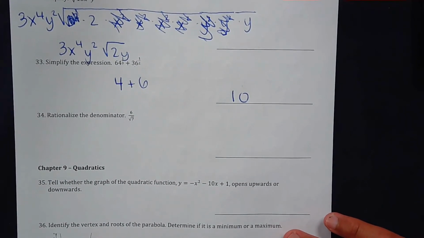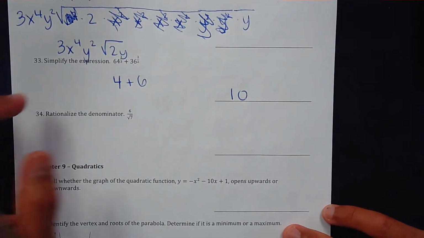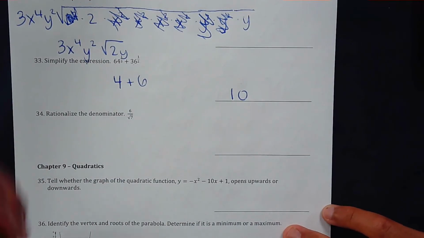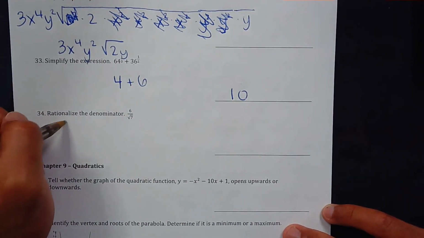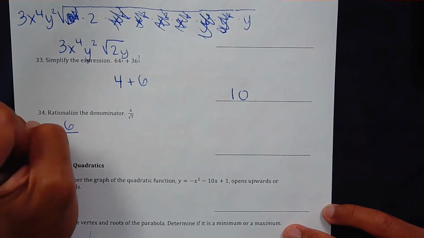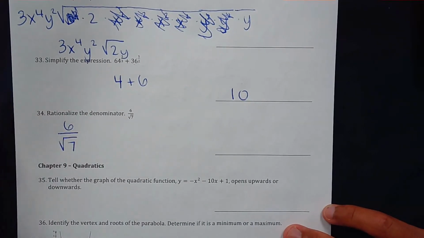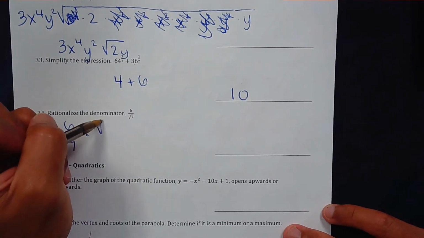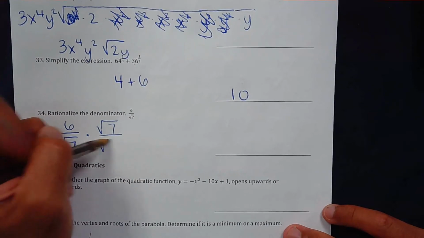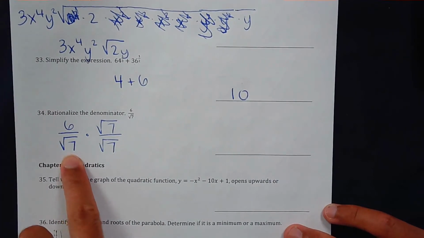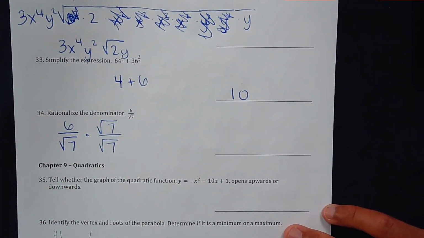All right, rationalize the denominator. We want to get rid of the radical from the denominator. As you learned in your final notes or during the lesson, we go ahead and multiply by the square root of 7 divided by the square root of 7. You just multiply by the denominator over the denominator.